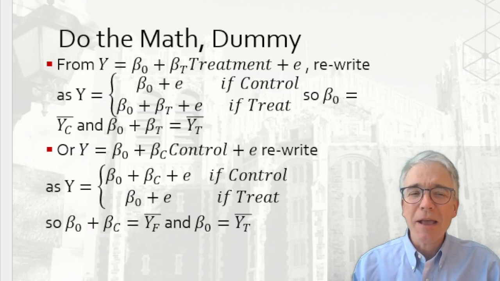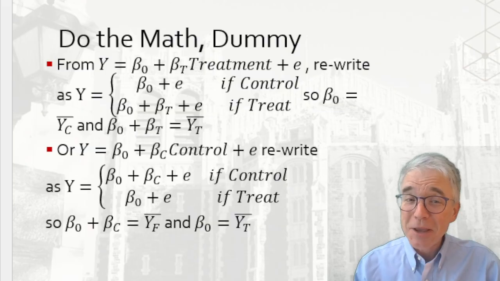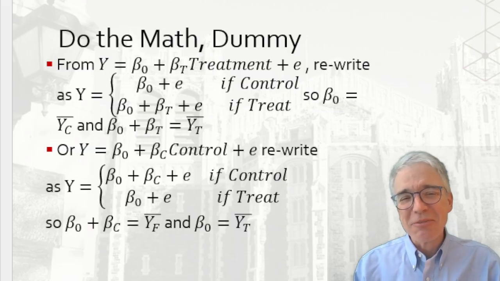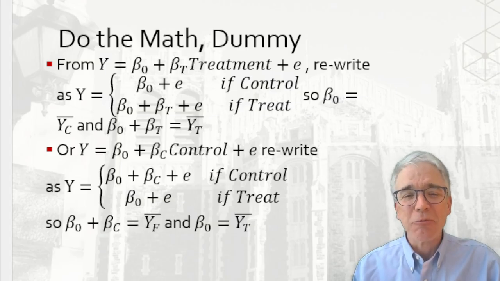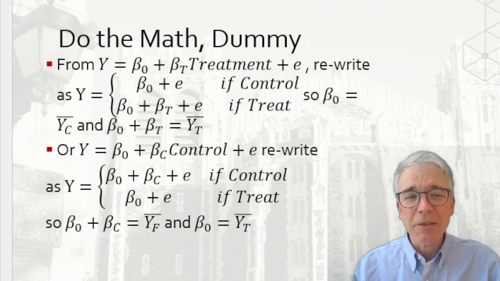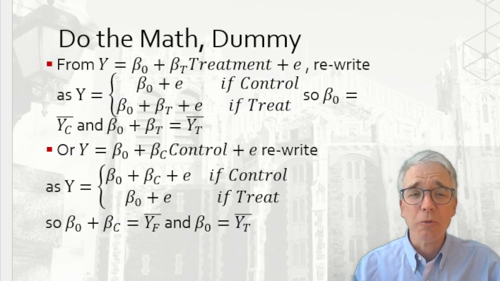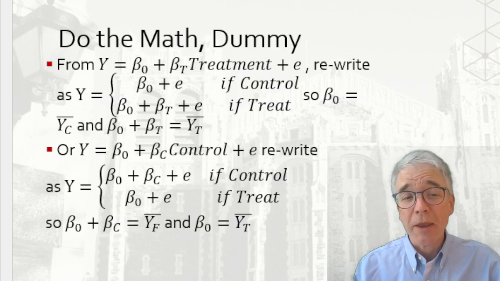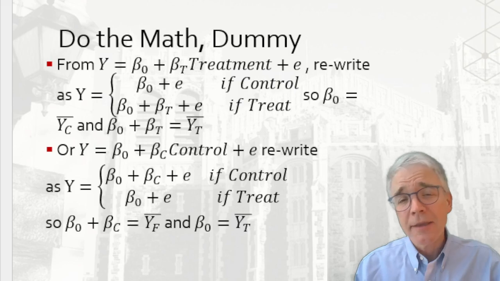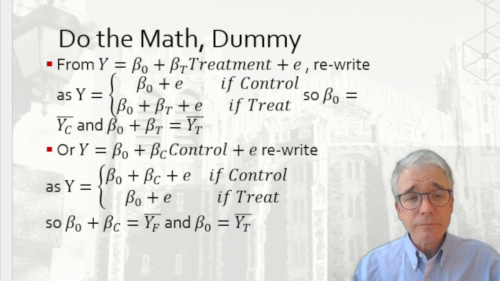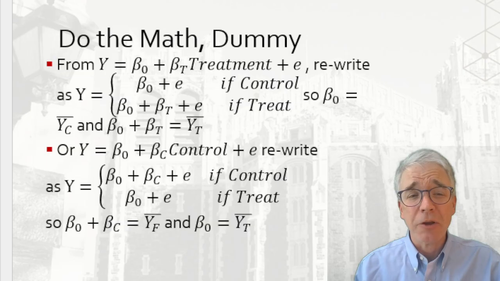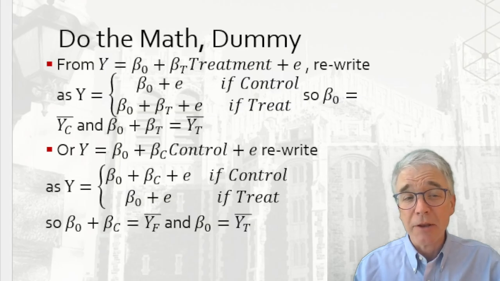It always helps to do the math for the dummy variables. I'm not calling you a dummy. Sometimes I call myself a dummy for not doing the math. A regression of y equals beta naught plus beta t treatment can be rewritten as two rows. Either y is beta naught plus the error, if the person is in the control group, or y is beta naught plus beta t plus the error, if the person is in the treatment group. The regression would estimate beta naught as the mean of the y variables among the control group, and estimate beta naught plus beta t as the mean of the y variables among the treatment group.